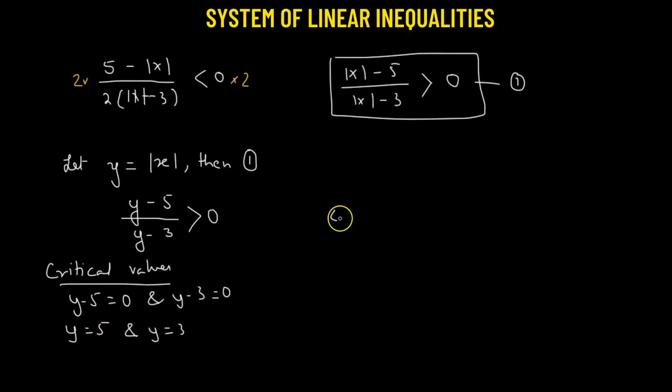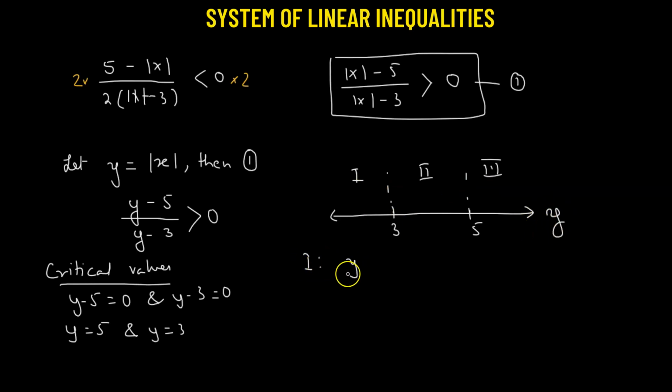Now we will consider a number line, and on the number line we'll take 3 and 5, and this divides the number line into 3 regions, 1, 2 and 3. This number line represents the values of y. So in region number 1, we'll consider a value of y which is less than 3. Let's take 0 for simplicity, and substitute this into our expression y minus 5 divided by y minus 3. So this gives us negative 5 over negative 3, which is a positive number. So region 1 is positive for any values of y less than 3.